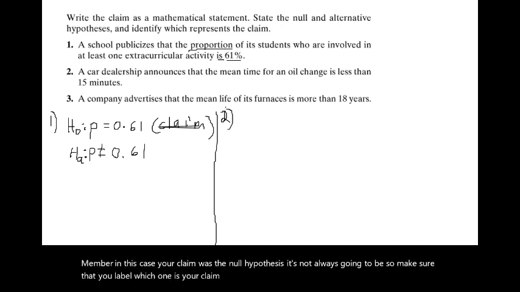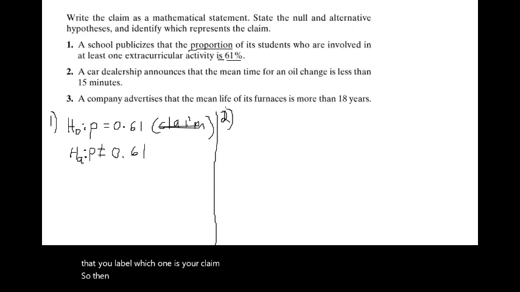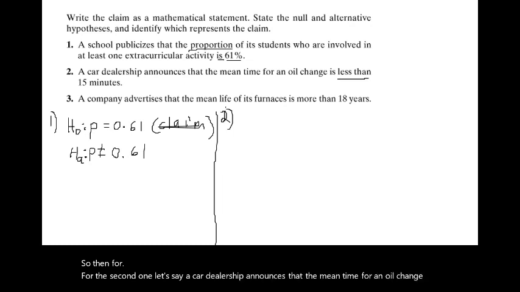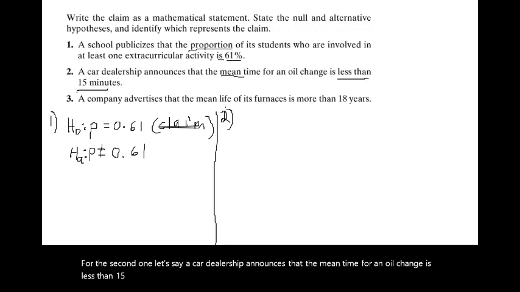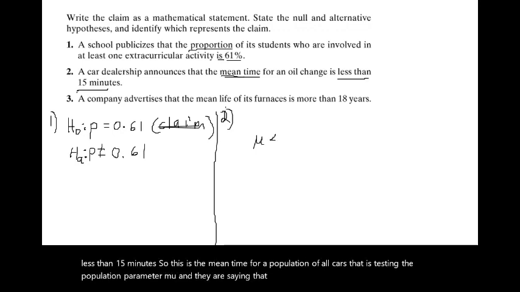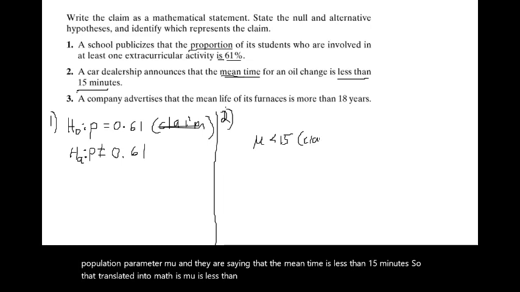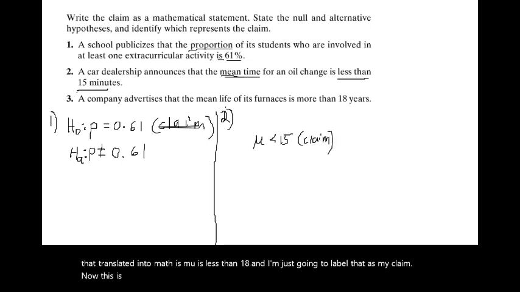So then for the second one, let's say a car dealership announces that the mean time for an oil change is less than 15 minutes. So this is the mean time for a population of all cars that is testing the population parameter mu, and they are saying that the mean time is less than 15 minutes. So that translated into math is mu is less than 15, and I'm just going to label that as my claim. Now this is a statement of strict inequality.